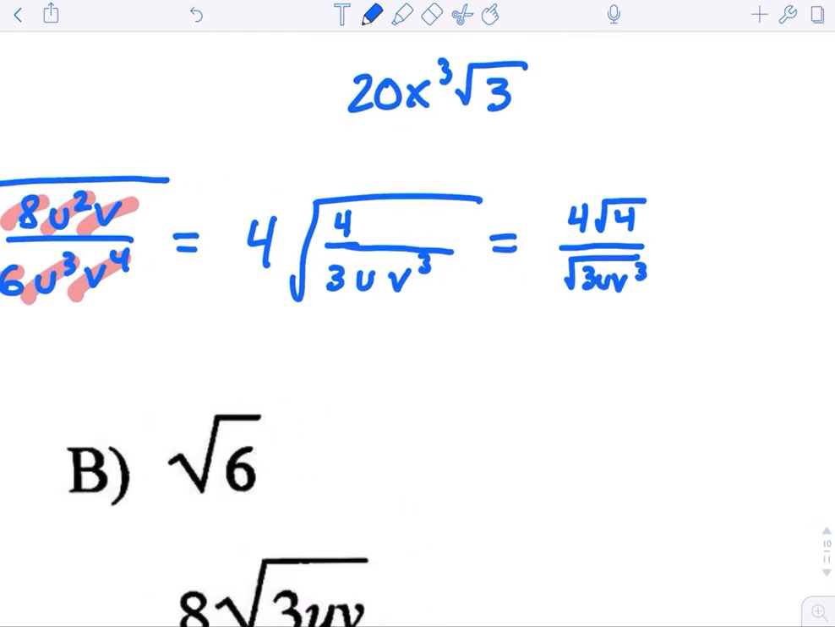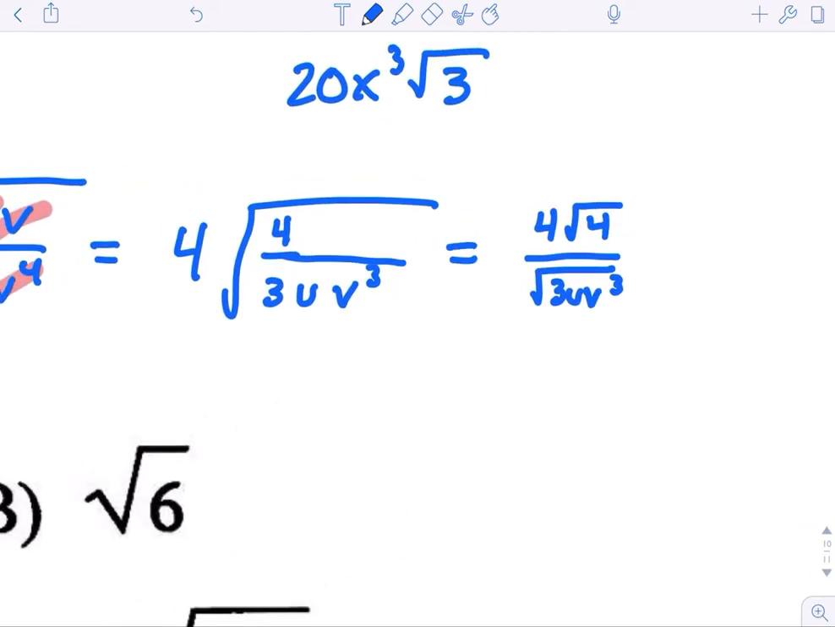Now, in the denominator, sorry, let's focus on the top. Well, the square root of 4, you guys, is 2, so then you would just have 4 times 2. So on the top, you would just have 8. On the bottom, now, I could take out, so remember, this is root of 2. So 2 goes into 3. I'm looking at the v once. So that means we're going to have a v on the outside, and then square root of 3uv.